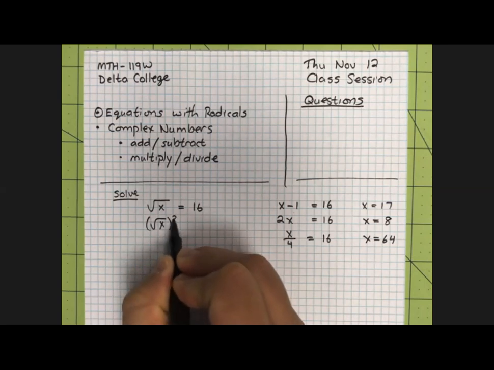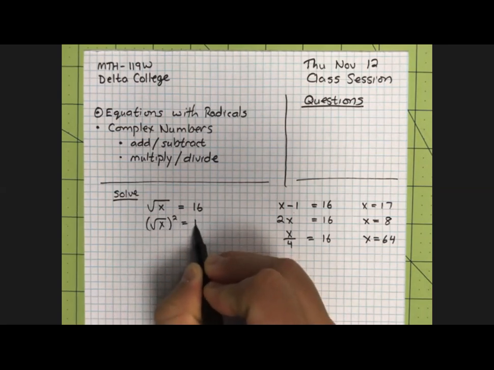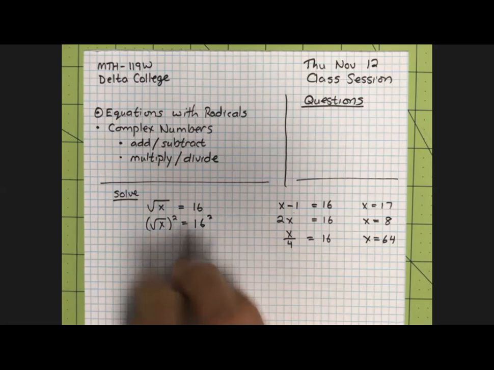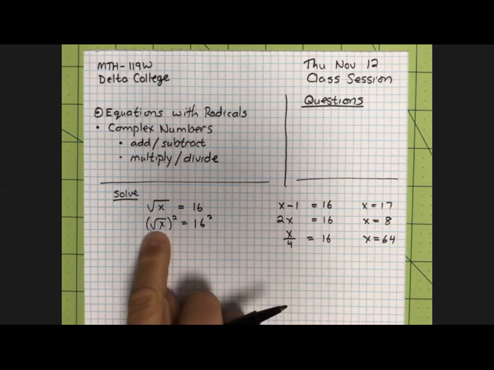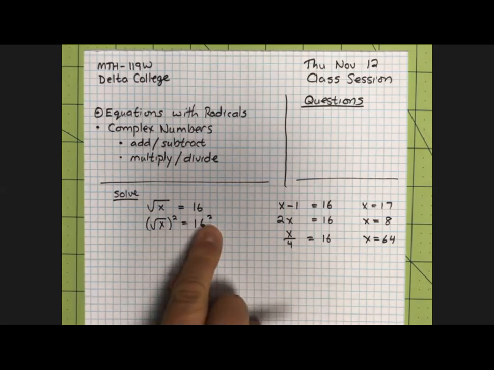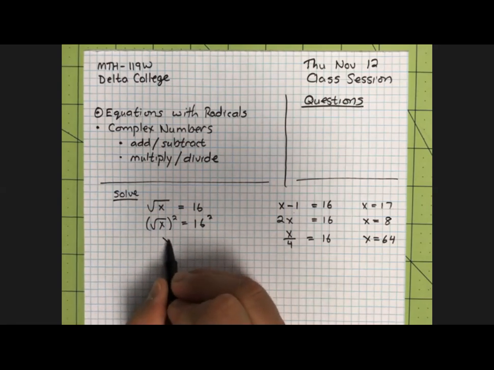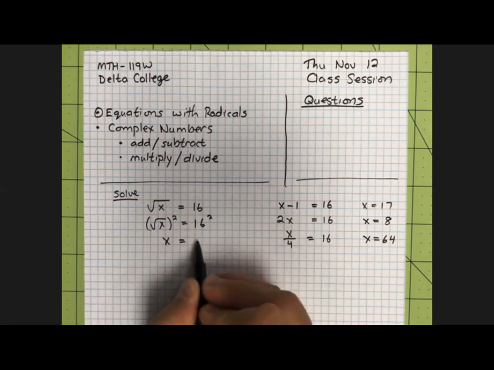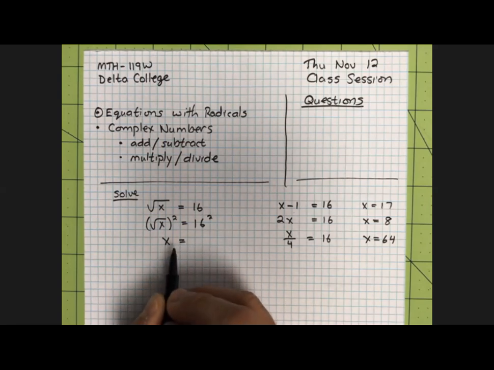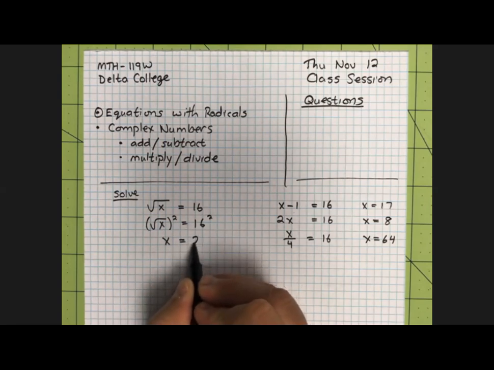And so I'm not saying that this is super creative or anything. I'm just saying I want to get rid of a square root. I will square both sides. I'll square both sides to make it fair. If I just squared one side, I wouldn't be keeping the equality. And then x is 16 squared, either from your multiplication tables or from your calculator. That's 256.